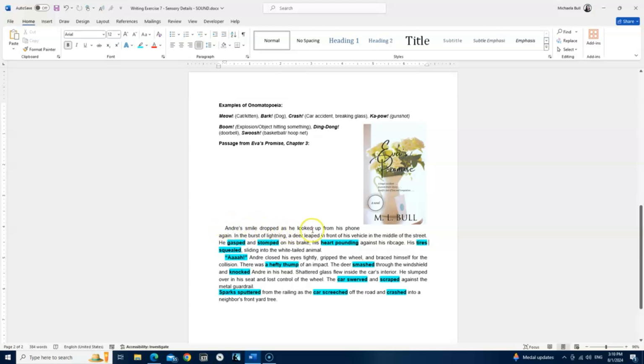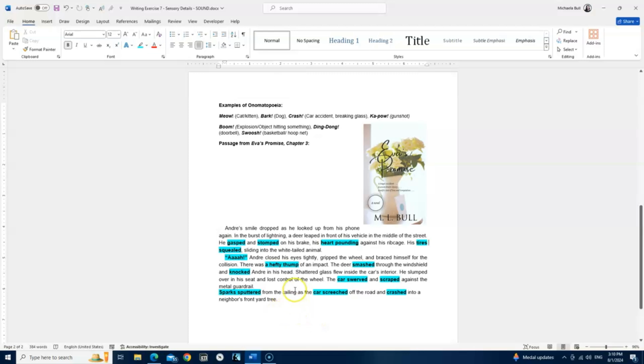Andre's smile dropped as he looked up from his phone again. In the burst of lightning, a deer leaped in front of his vehicle in the middle of the street. He gasped and stomped on his brake, his heart pounding against his ribcage. His tires squealed, sliding into the white-tailed animal. Ah! Andre closed his eyes tightly, gripped the wheel, and braced himself for the collision. There was a hefty thump of an impact. The deer smashed through the windshield and knocked Andre in his head. Shattered glass flew inside the car's interior. He slumped over in his seat and lost control of the wheel. The car swerved and scraped against the metal guardrail. Sparks sputtered from the railing as the car screeched off the road and crashed into a neighbor's front yard tree.